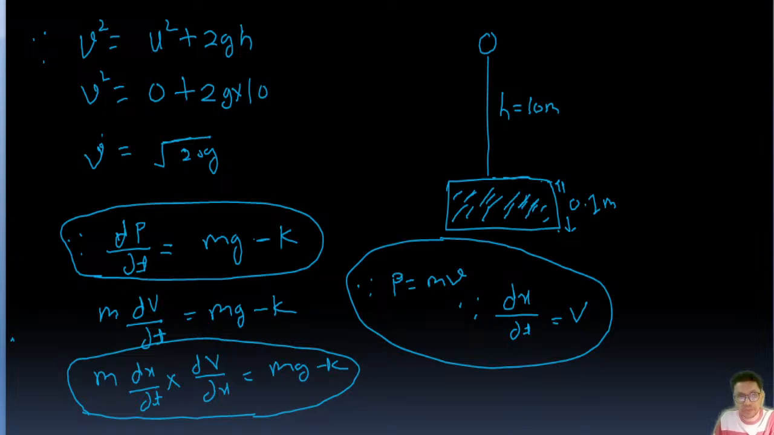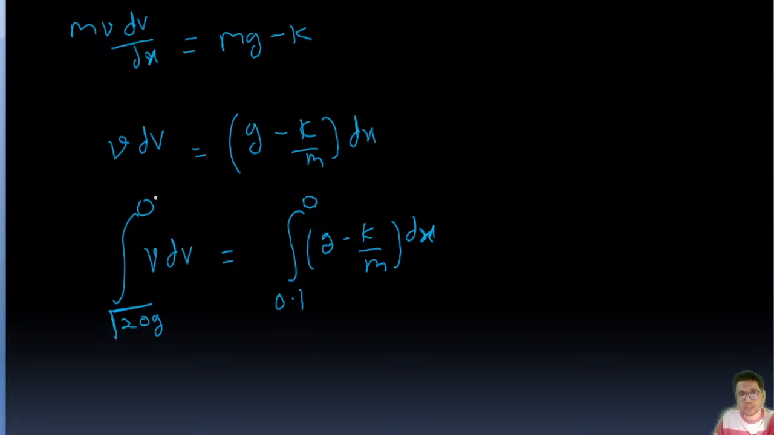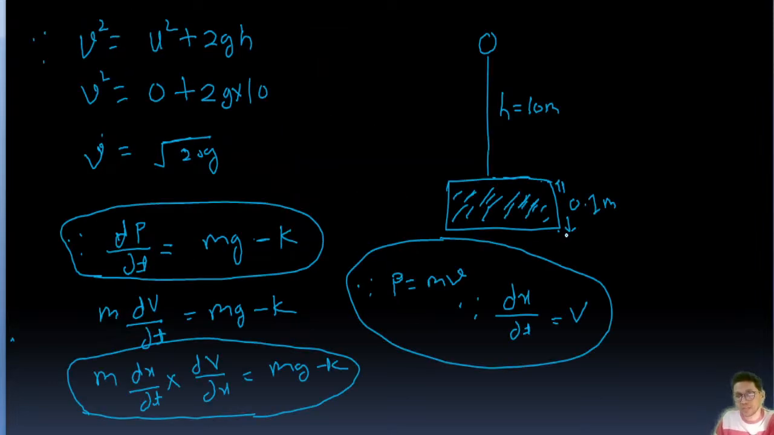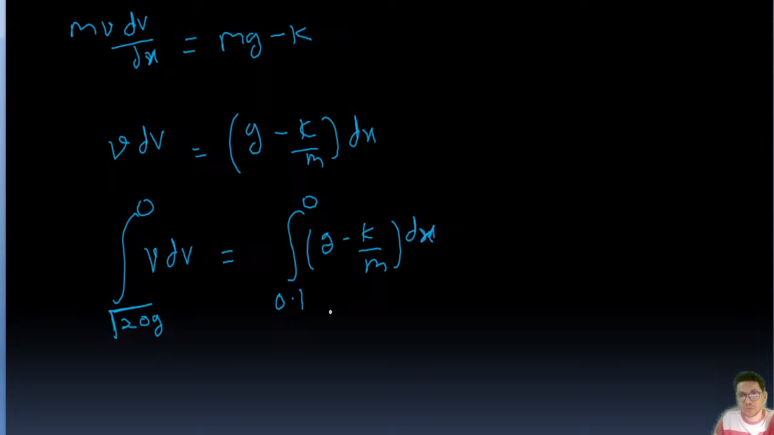So the velocity limit is very easy to understand. The velocity just before hitting the cushion is this, and after hitting, the velocity will become 0. That's why we have taken the limit root 20g to 0. Similarly, for the cushion getting depressed by 0.1 meter, if you measure from bottom to up, this part is going to be 0 and this part is 0.1. So that's why the limit is going to be 0.1 to 0. Very important step, guys.